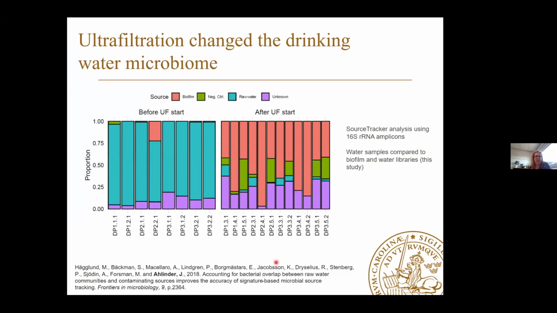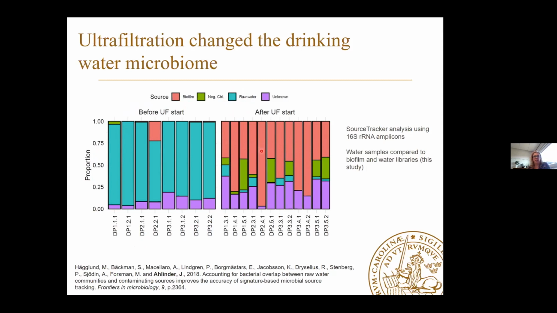And we could actually show this with 16S rRNA amplicon sequencing. And this is SourceTracker analysis that was conducted by Jon Allander and Kristin Pulleritz on the samples taken from Varberg. And what we could see is that if you compared the water samples to biofilm and water libraries, before ultrafiltration, this is a proportion of the sequences in the amplicons, most of them are similar to the bacteria that were found in the raw water. However, after the start of ultrafiltration, you see that the orange bar gets bigger, and this shows the influence of the biofilm community on the water.